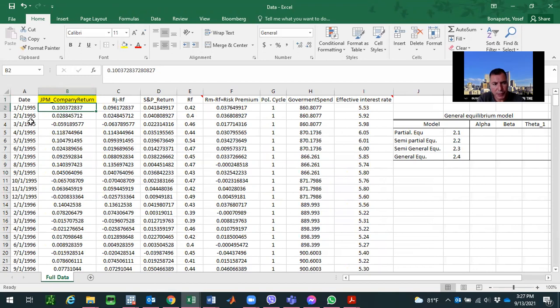And I want you to start from 95. Doesn't matter, 95 should be fine, 30 years of data. And then RG minus RF. So I got the RF here. RG minus RF, which is B2. Let me make it clear here.